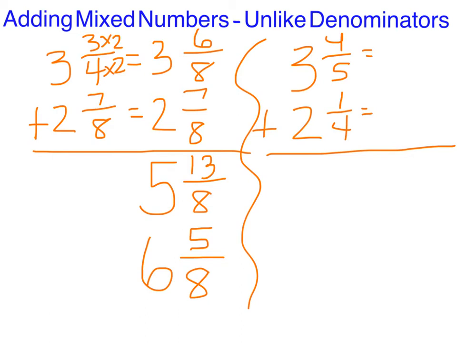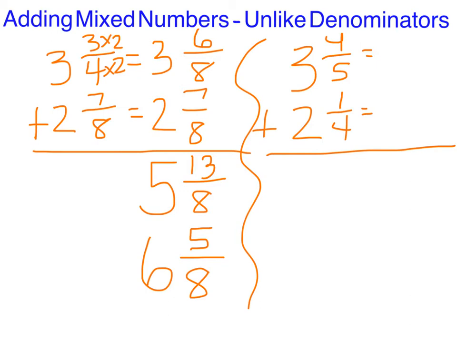Here I have 3 4/5 plus 2 1/4. Using the knowledge that I have about multiples, I know that the lowest common multiple of 5 and 4 is 20. So I am going to rename each one of these mixed numbers like this.